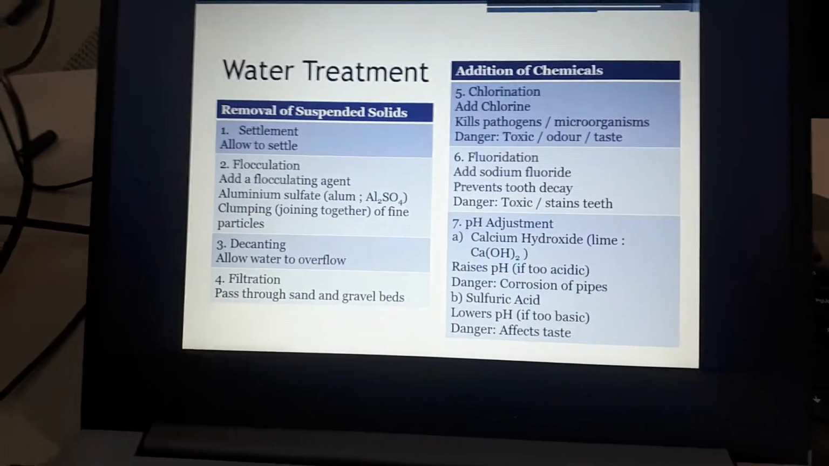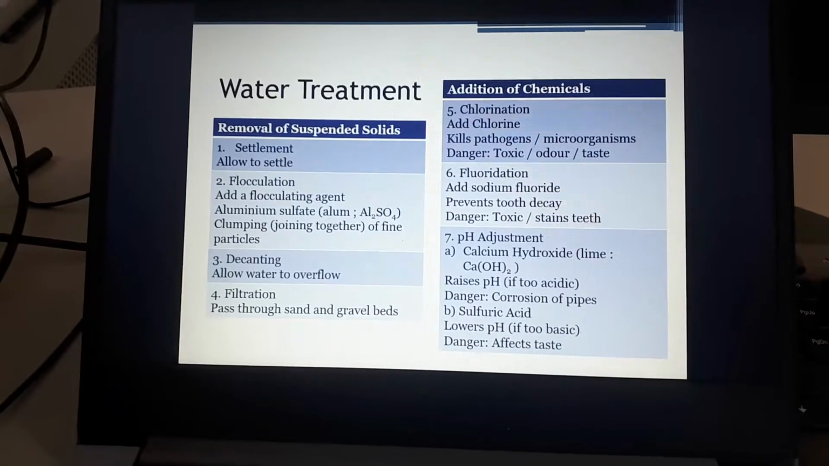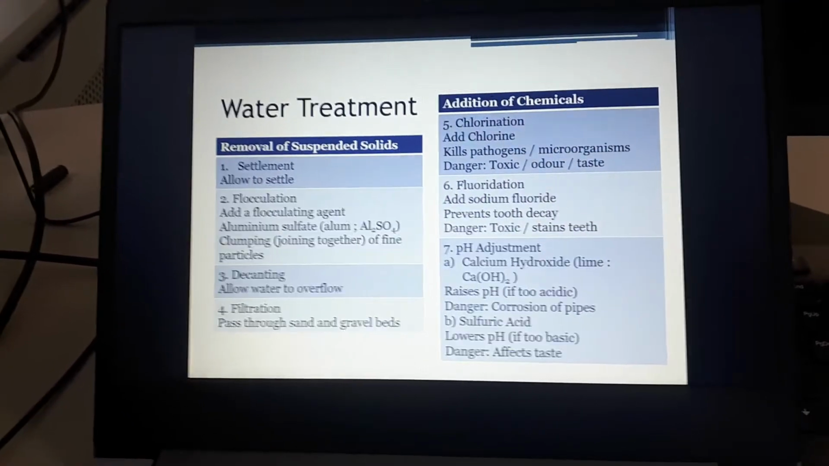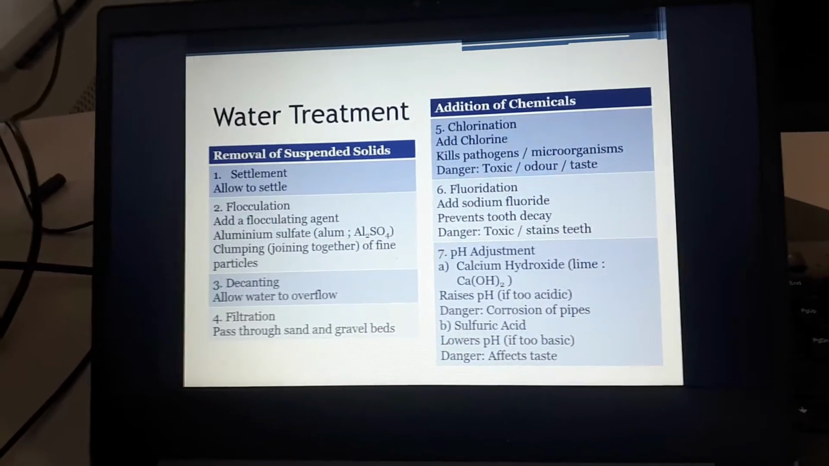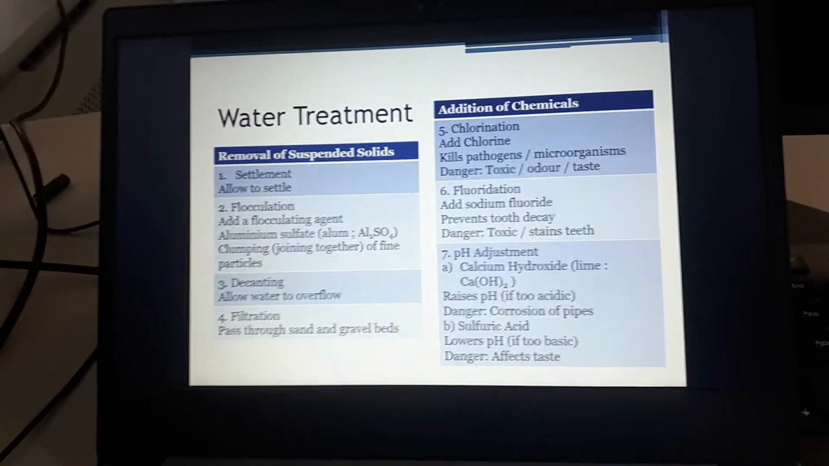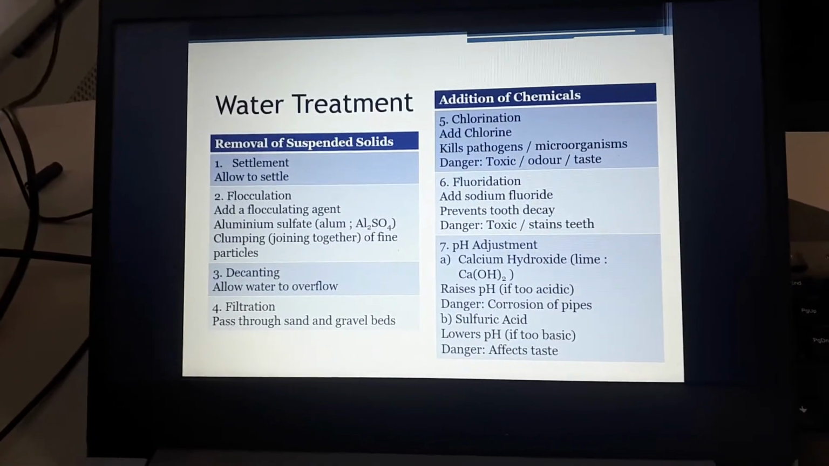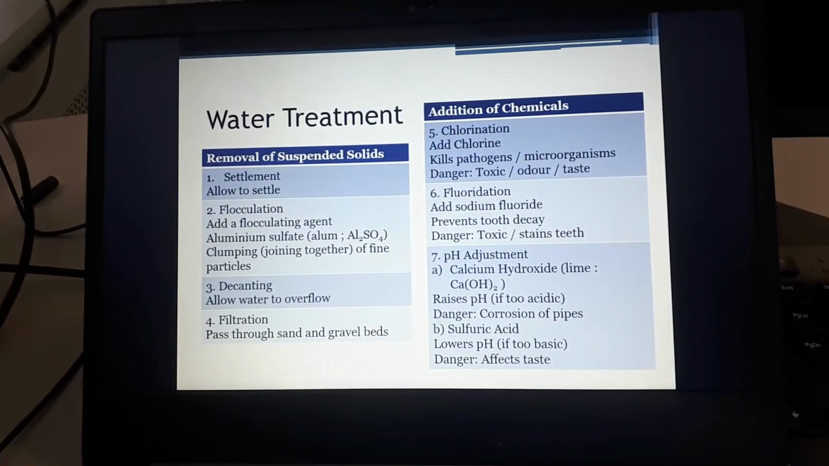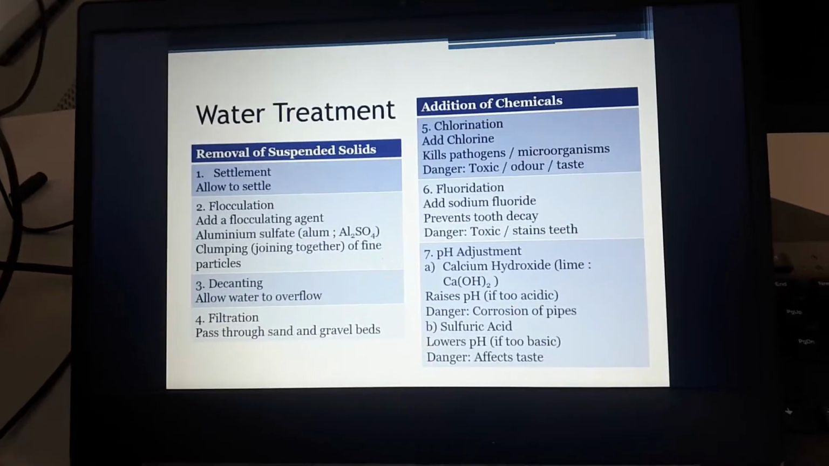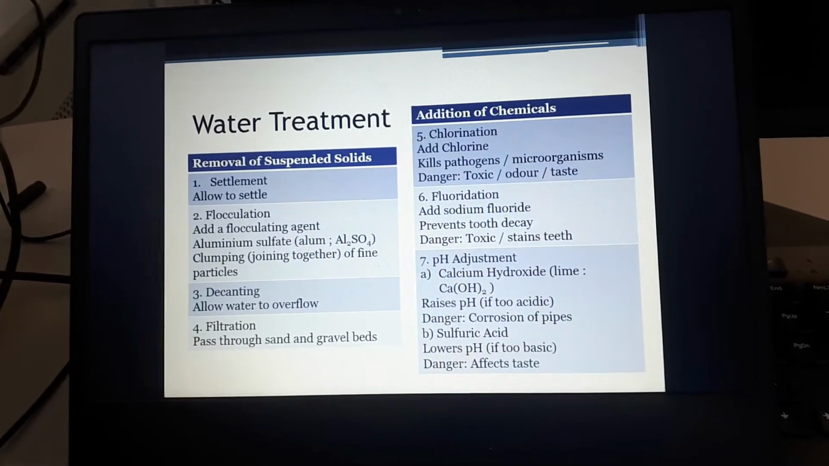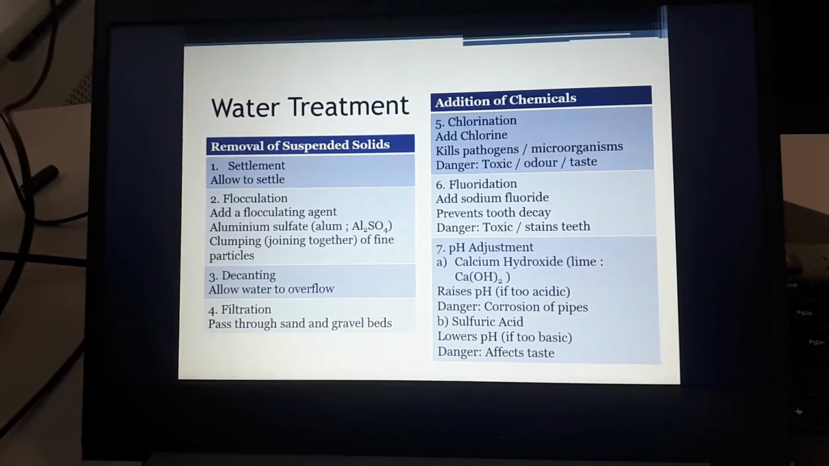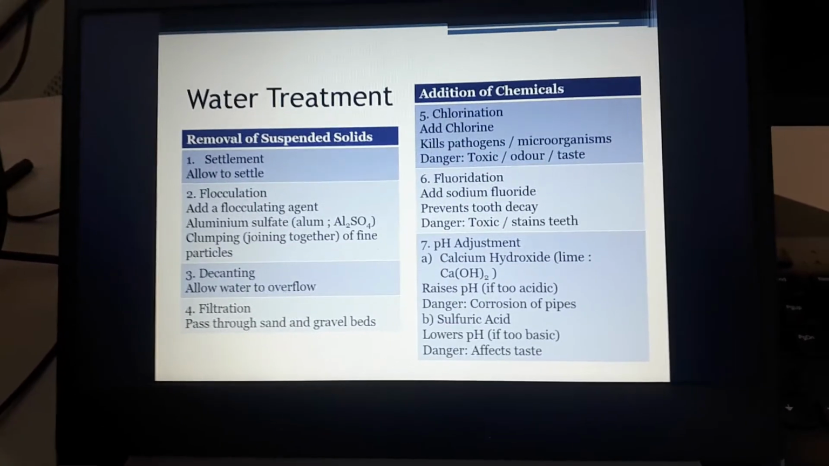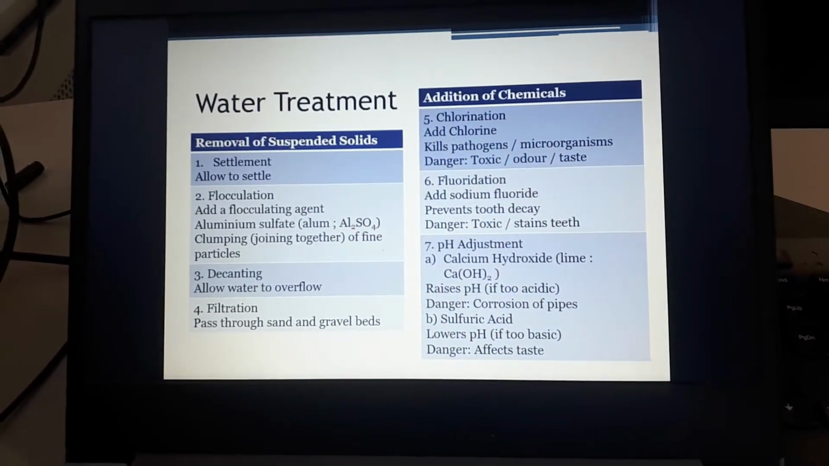The final thing then that may be added or may not will depend on the type of, I suppose, environment and rocks you live on or in, okay? So if we have very acidic water, we're going to add in a base, and the base that's added is calcium hydroxide or lime, okay? The danger of acidic water is that it can corrode pipes, so that's why we'd add in the calcium hydroxide.